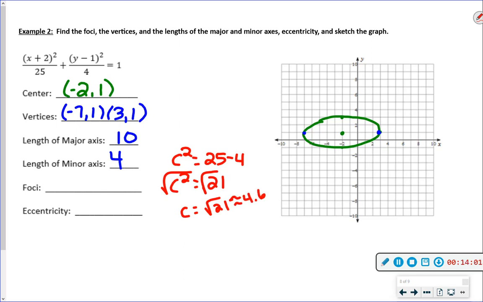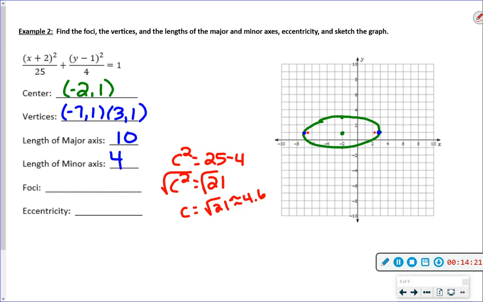So from the center, I'm counting 4.6. And remember, ours is horizontal, so I'm going to go left and right 4.6. 2, 3, 4.6. Now, I need exact coordinates of that. I need it with the square root of 21 in it.